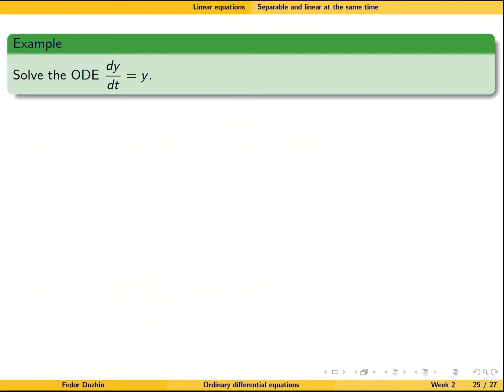Now let us consider a simple differential equation that is linear and separable at the same time. Okay, and see how we can solve it as a separable first, and then as a linear. Okay, so let's first think of it as a separable differential equation. So first we separate variables.